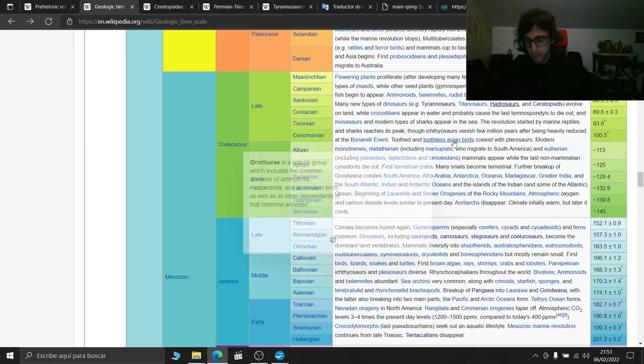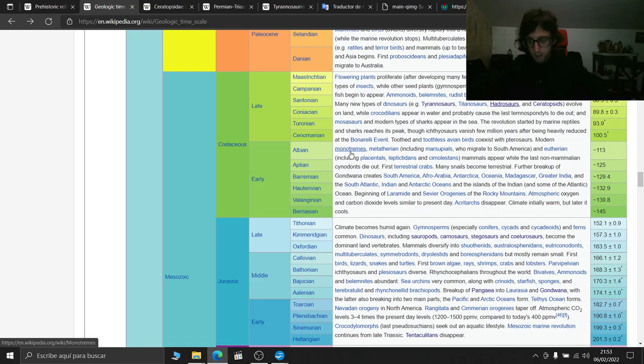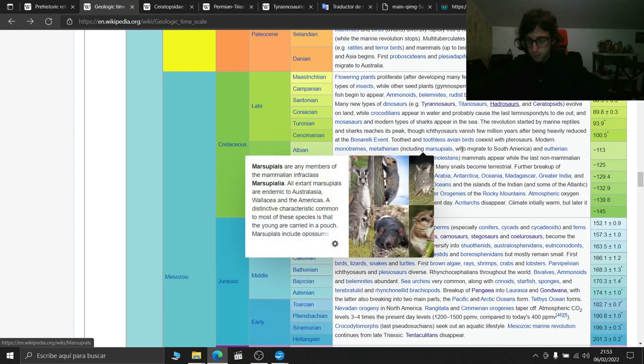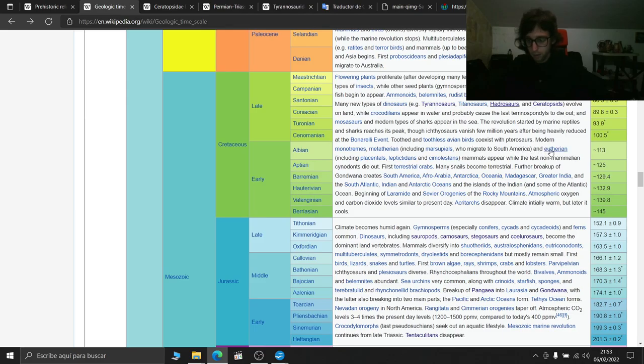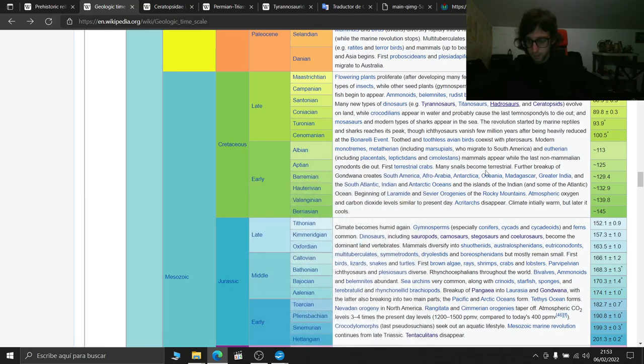Toothed and toothless avian birds coexist with pterosaurs. Modern monotremes, Metatherian, including marsupials who migrate to South America, and Eutherian, including placental mammals appear. Fish, terrestrial crabs, many snakes become terrestrial.